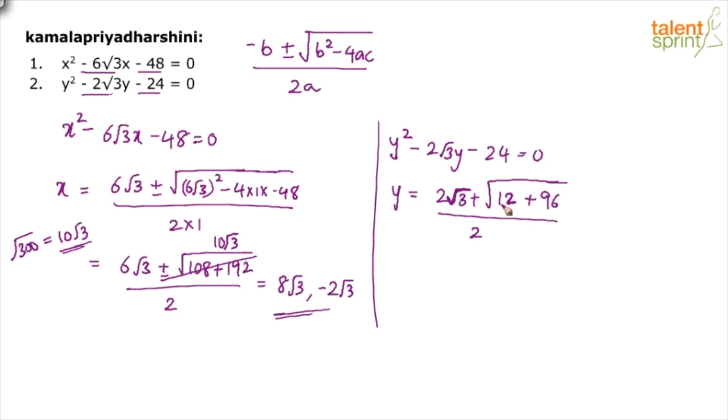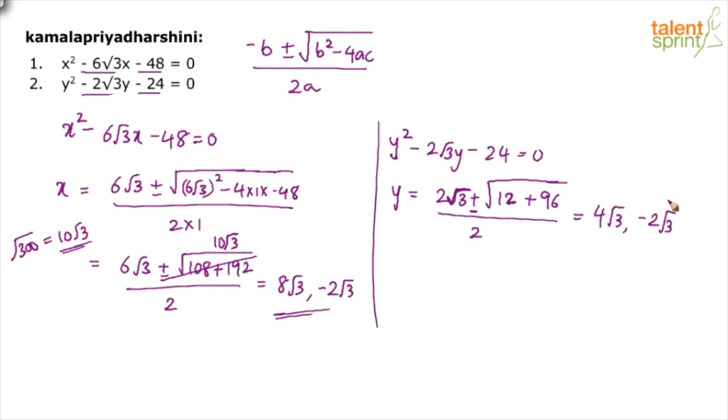Okay. Now 96 plus 12 is 108. 108 is 36 into 3. So this becomes 2 root 3 plus or minus 6 root 3, divided by 2. 2 root 3 plus 6 root 3 is 8 root 3 by 2, which is 4 root 3. 2 root 3 minus 6 root 3 is minus 4 root 3 by 2, minus 2 root 3. Right? You getting it? The two values of y would be 4 root 3 and minus 2 root 3.